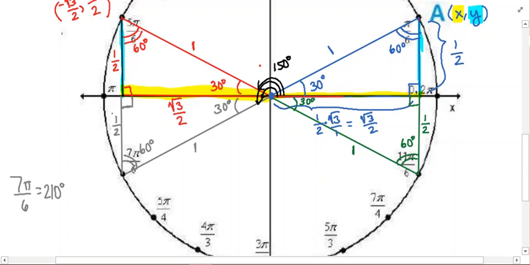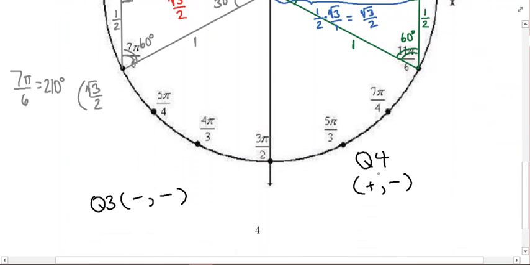So when it comes time to come up with the coordinates at 7 pi over 6, you can easily get them. To travel your x distance, it's going to be this yellow distance. It's the square root of 3 over 2. But remember, you are in the third quadrant now. In the third quadrant, the x coordinate is negative. So this is going to be the negative square root of 3 over 2.